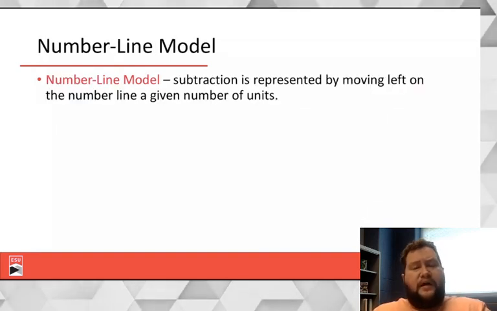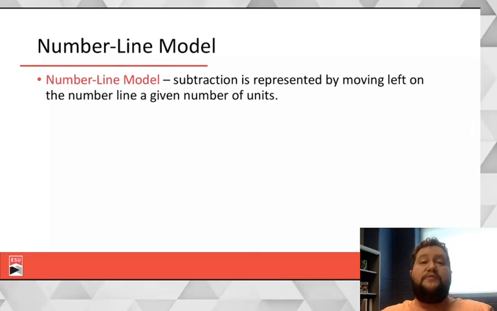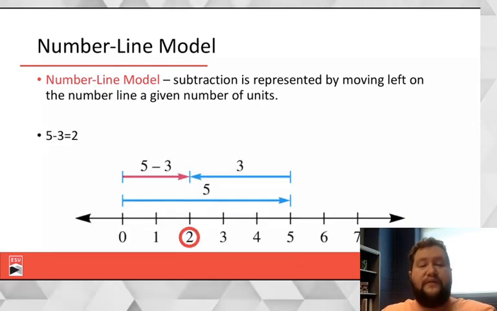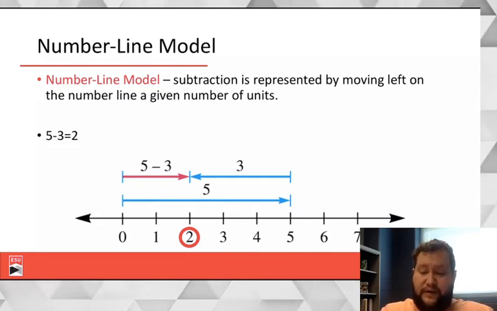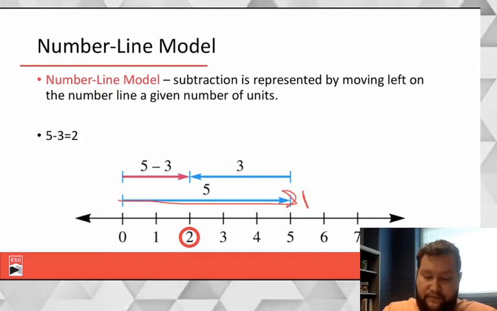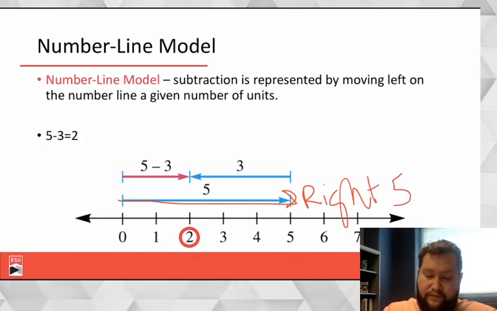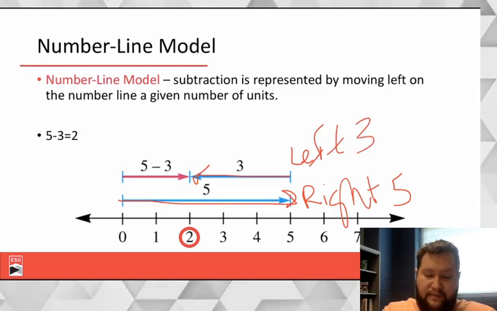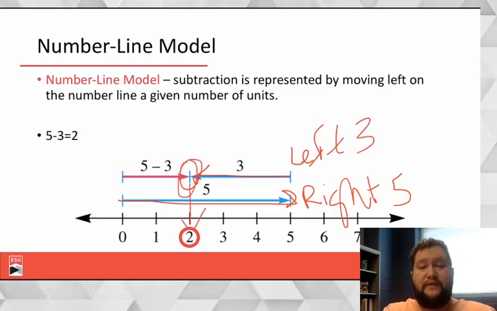The number line model: like I said, addition is going towards the right. We add on more length, and so subtraction we now think about as moving to the left. If we have 5 minus 3, we think of going to the right 5, and then to the left 3, and let me get a pen out. So we go to the right 5, and then we go left 3, and where we end up is 2.